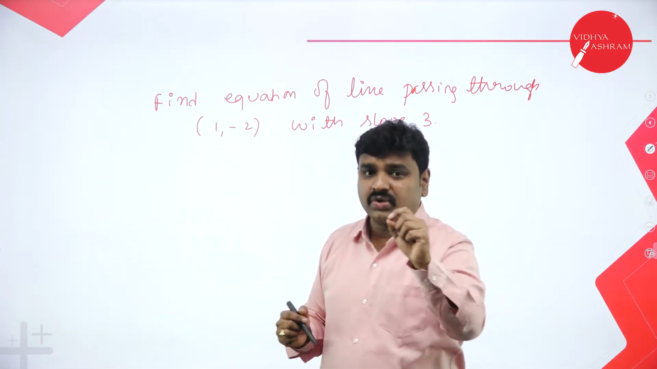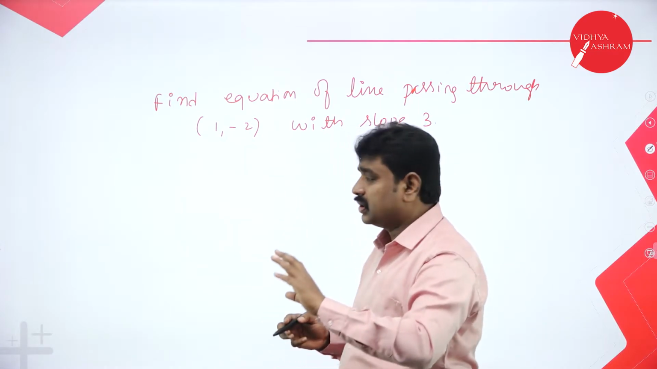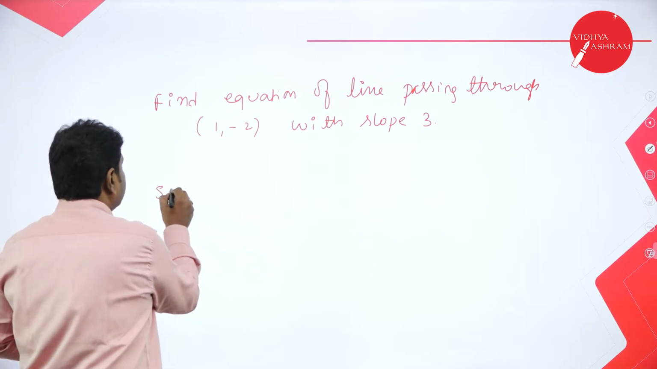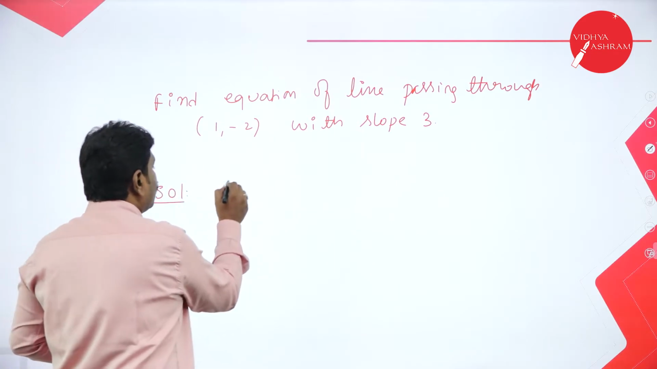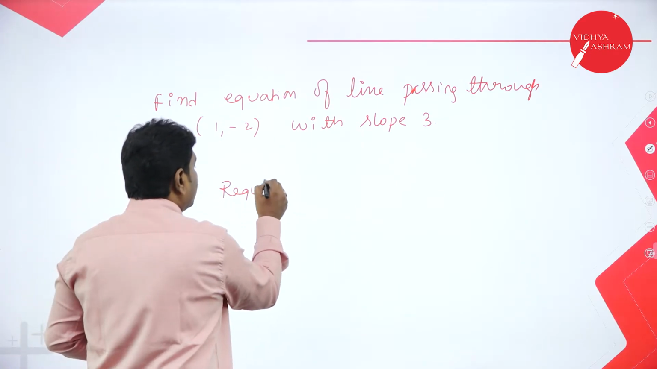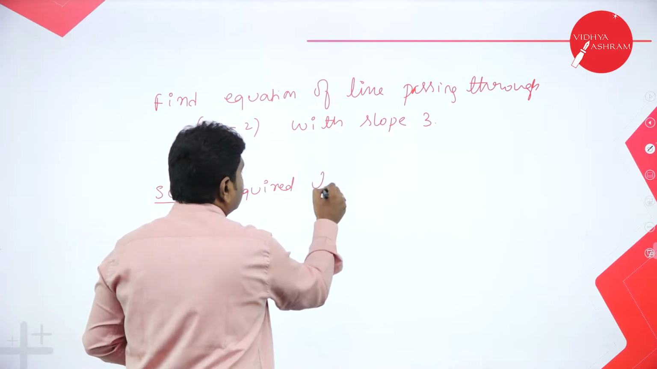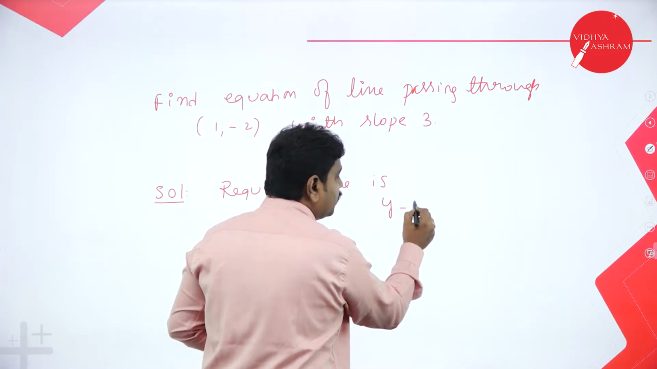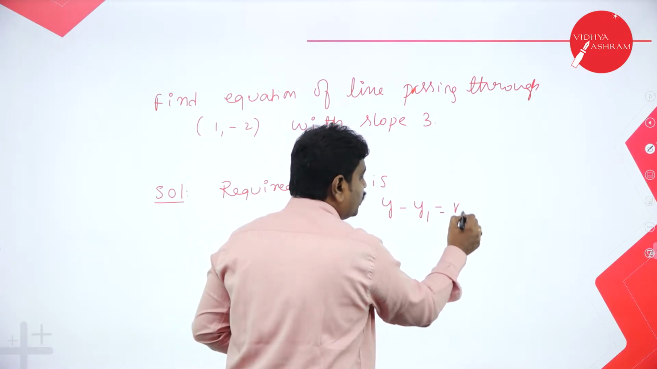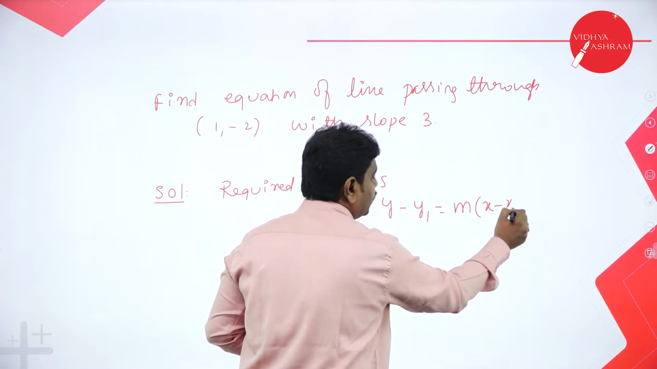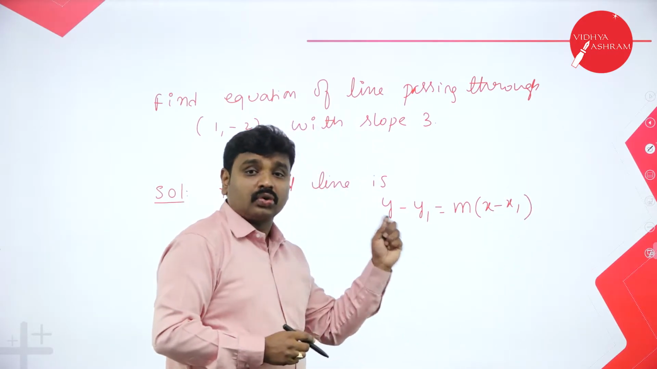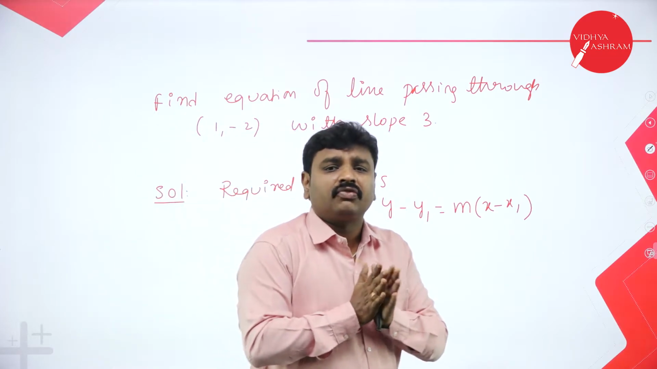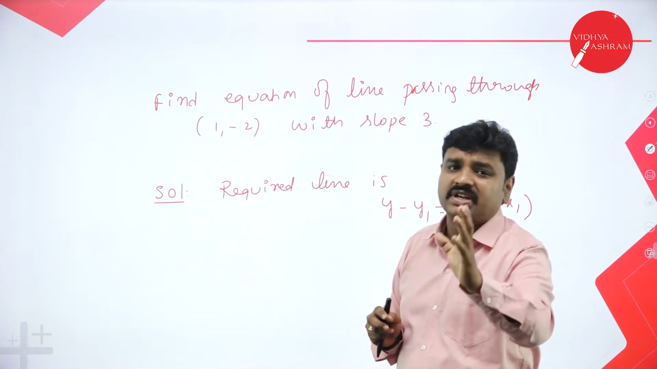So now, just now we have learned point slope form. So first, if you want to find the equation of line, the solution starts with the equation. What is the point slope form? Required line is, we'll write point slope form. What is point slope form? y minus y1 is equal to m into (x minus x1). This they won't give, you should know. So after you derive, you should remember the equation. What is the point slope form of line? y minus y1 is equal to m into (x minus x1).